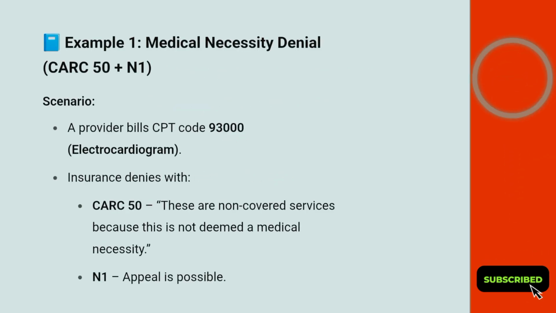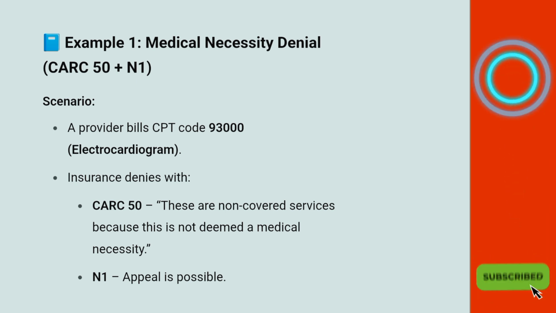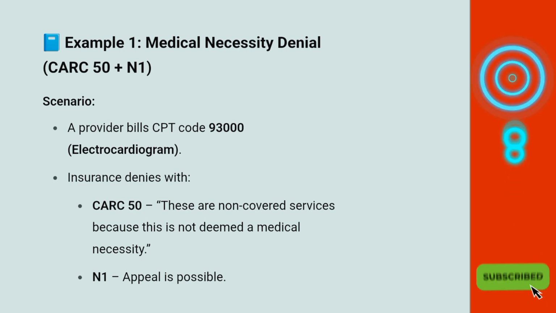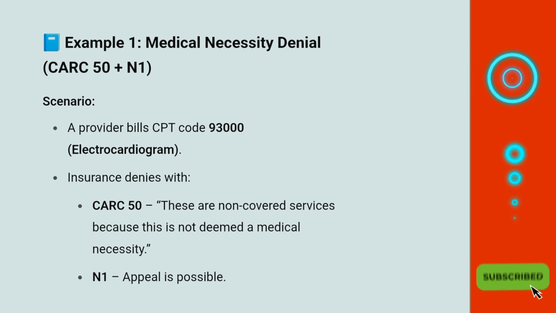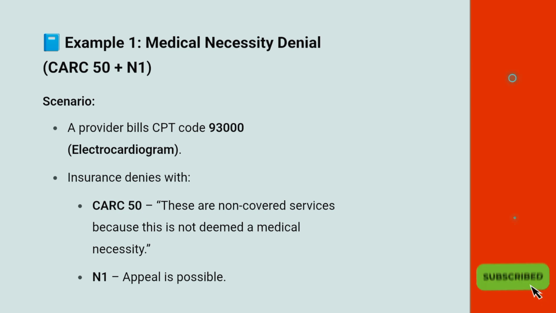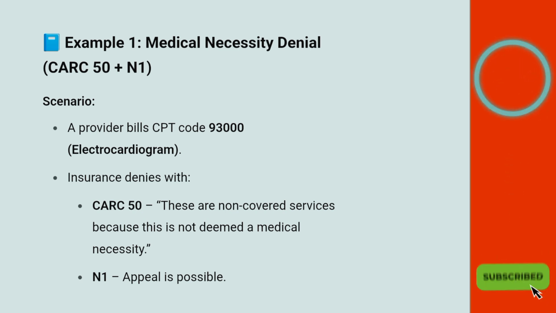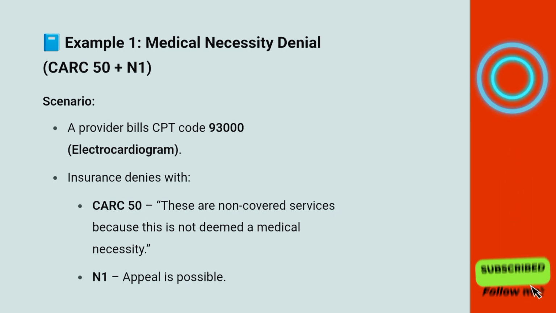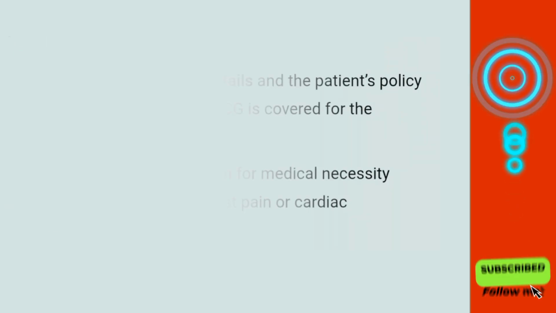I have a clear example for your further understanding. Example one, medical necessity denials. Here the code is 50, and N1 is telling you that you can send an appeal on that. So for denial code 50, we have this scenario: a provider bills CPT code 93000, electrocardiogram, and the denial code is CARC 50. These are non-covered services because this is not deemed a medical necessity. Usually it's a common denial we receive and we can file an appeal. So N1 is telling you that you can file an appeal.